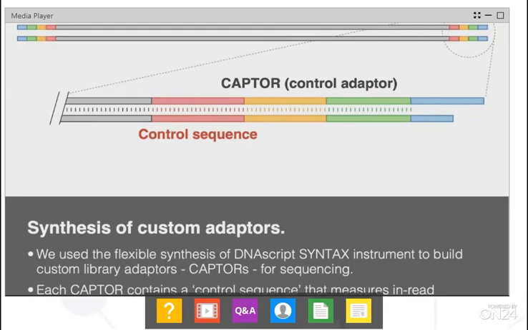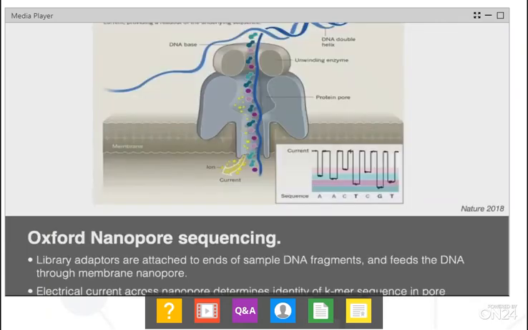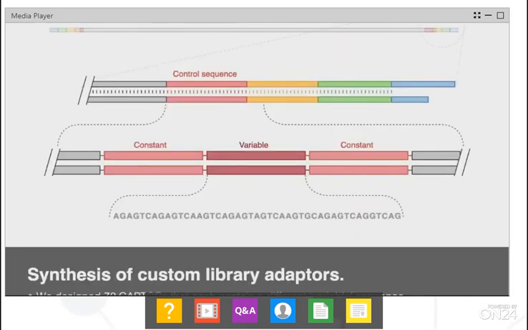Okay, so let's just put a pin in that idea for the moment, because before I describe how the CAPTORs work, let me quickly take one step back and describe how nanopore sequencing works. Now, nanopore sequencing occurs by measuring the electrical current across the pore that occurs as a DNA molecule is fed through the nanopore. And as the DNA passes through the nanopore, the changes to the electrical current can be used to determine the sequence in real time. For the purposes of our discussion, one of the important things to remember is that the library adapter is actually the first part of the DNA that feeds through the nanopore. So it's the first part of the DNA that's sequenced and read by the nanopore.